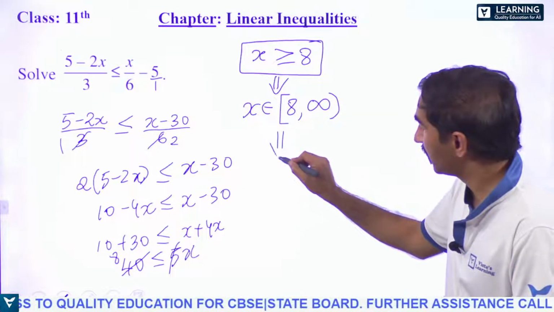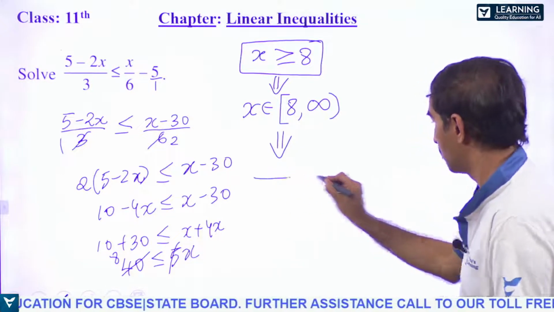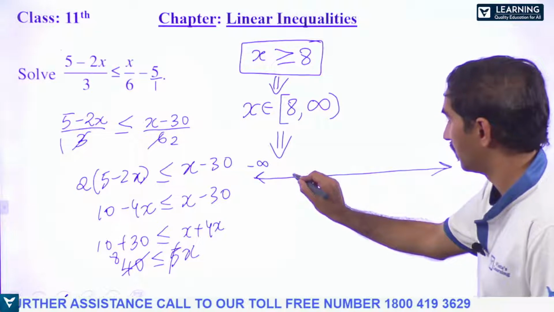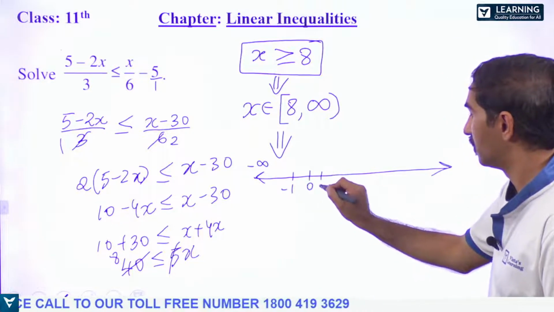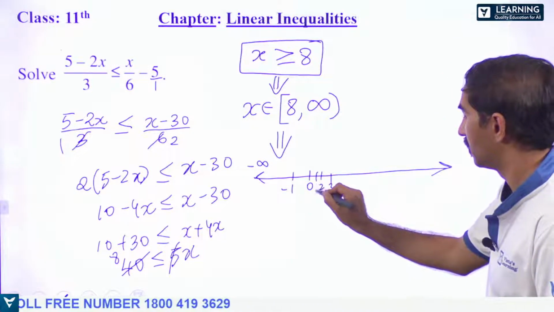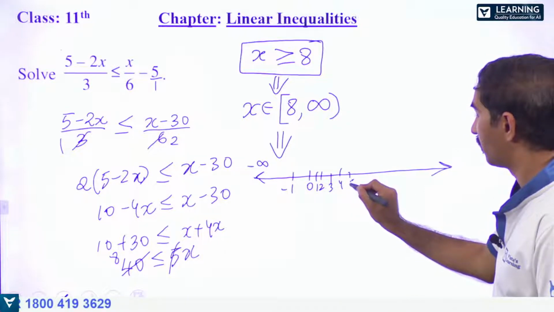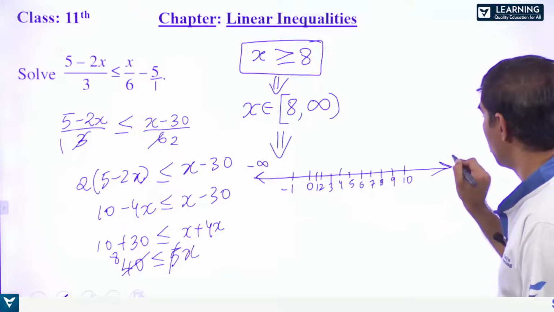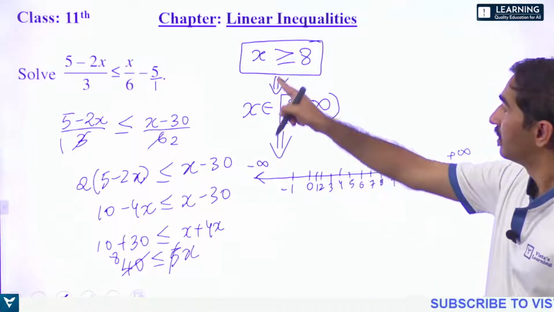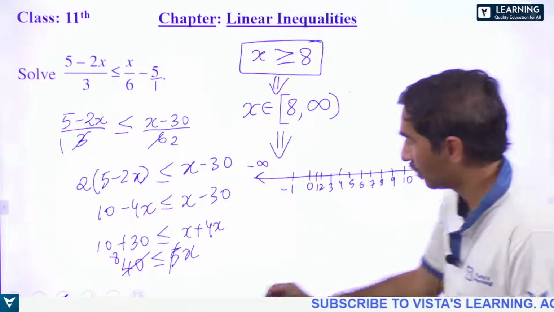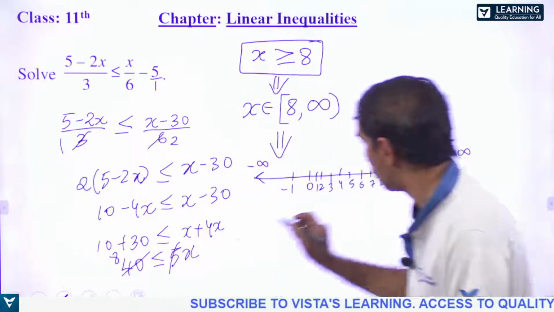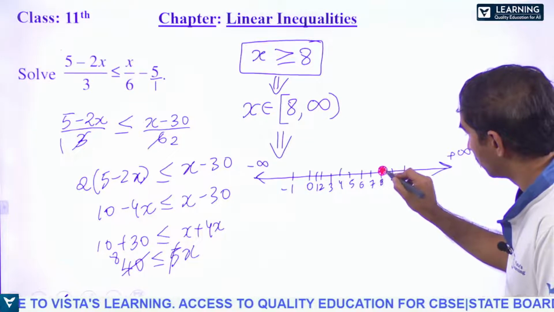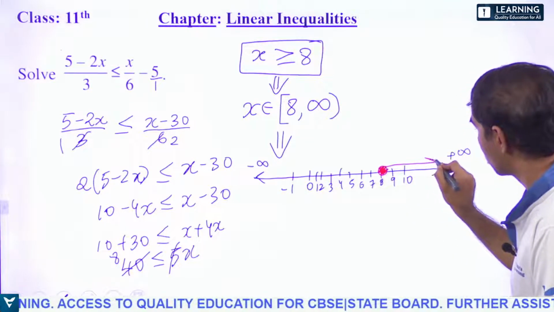This can also be graphically represented on a number line: minus infinity, minus 1, 0, 1, 2, 3, 4, 5, 6, 7, 8, 9, 10, and this is plus infinity. x is greater than or equal to 8. So how do you do that? We are including 8, right? So put a circle on 8. We are including 8, so hatch it. And you can show it like this.